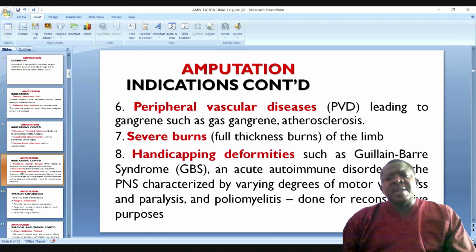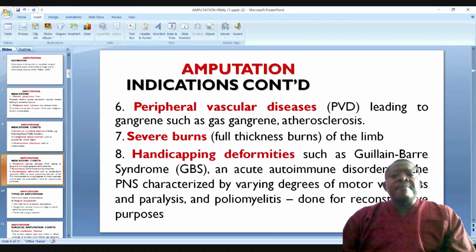We have numerous vascular diseases that may come through and affect blood circulation. And if one has got a blood circulation problem, it may lead to gangrene. It may lead to atherosclerosis. Hence, amputation may become the choice of treatment.